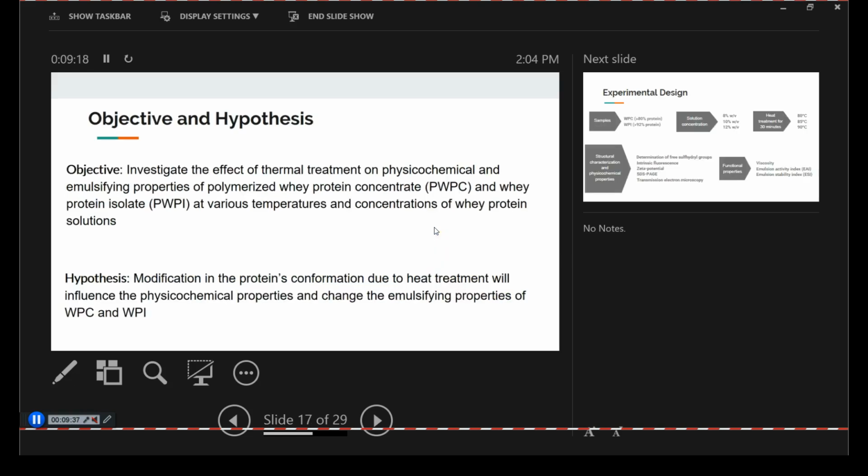The objective was to investigate the effect of thermal treatment on physiochemical and emulsifying properties of polymerized whey protein concentrate and isolate at various temperatures and concentrations of whey protein solutions. Hypothesis was modification in the protein conformation due to heat treatment will influence the physiochemical properties and change the emulsifying properties of whey protein concentrate and isolate.